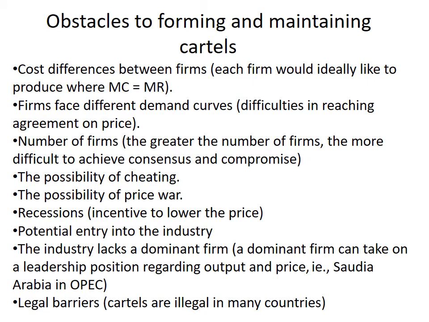Obstacles for forming and maintaining cartels, though. There could be cost differences between firms. So each firm would ideally like to produce where MC equals MR, but if you've agreed on the quantity, that may not be at that spot. Firms face different demand curves, so again, it could be difficult to make an agreement on something such as price. The greater the number of firms, the more difficult it is to achieve consensus and compromise. There is the possibility of cheating.